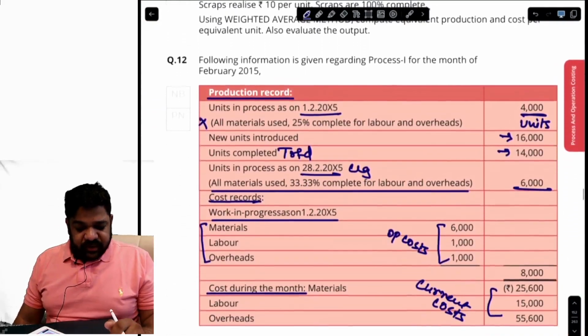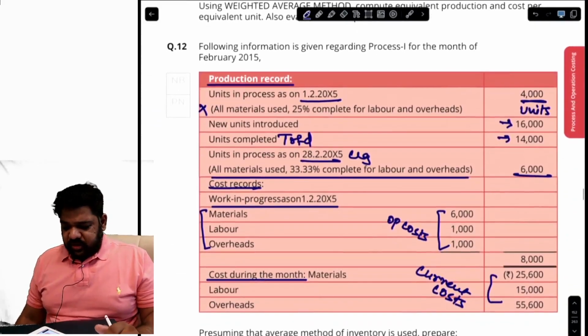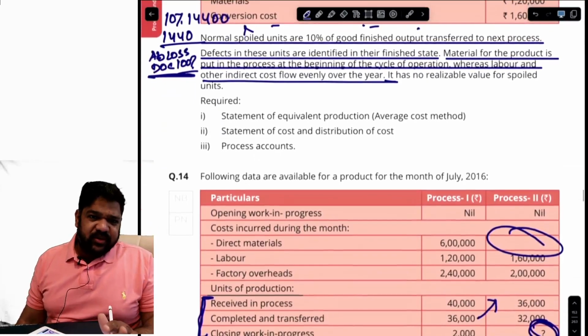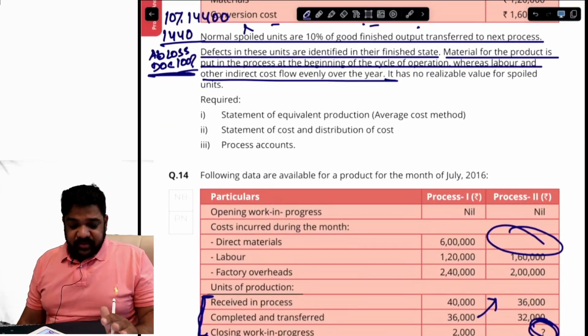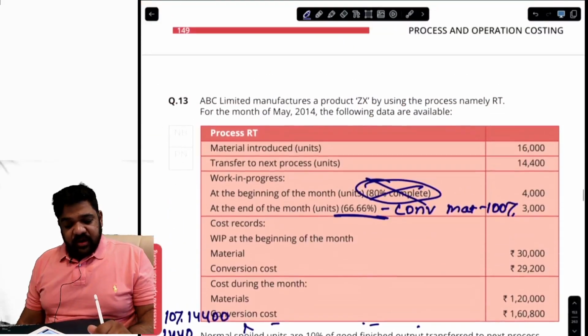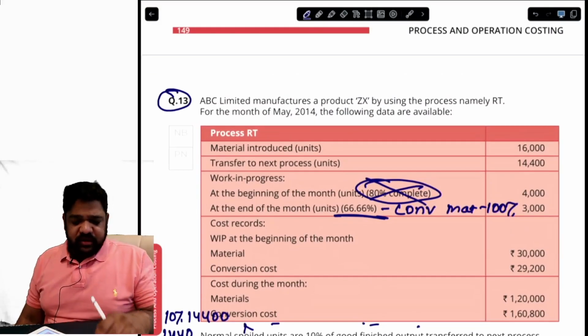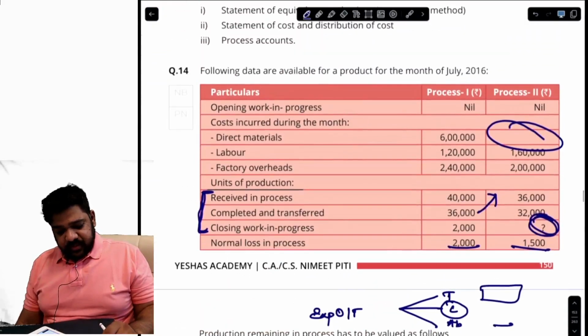Out of equivalent production, you know what? You can actually choose to randomly do any three questions, because most of the questions are the same. So you can choose to do any three. I am choosing 13 for you right now.